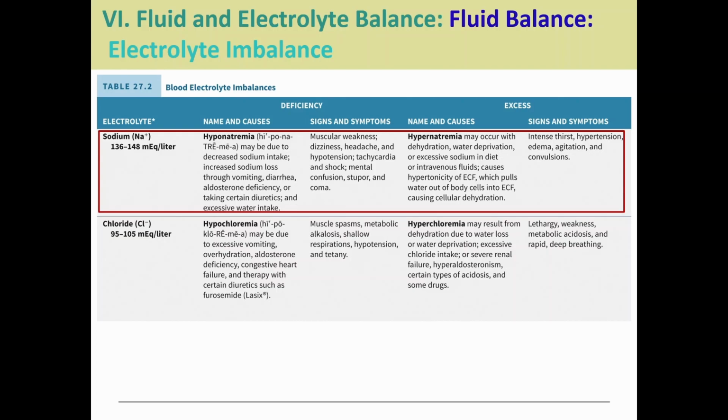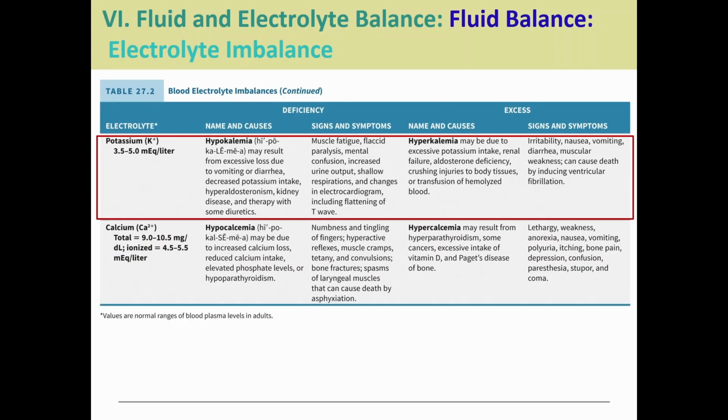And then on the opposite side, you have hypernatremia, which is too much sodium. This usually goes hand in hand with dehydration or water deprivation. It can also be because you're consuming too much sodium in your diet, or you have the wrong IV fluids being given to you, which causes too much sodium being added to the extracellular fluid. And this causes basically dehydration on a cellular level. This is going to cause an intense feeling of thirst. It can also increase your blood pressure. It can cause edema, agitation, and convulsions.